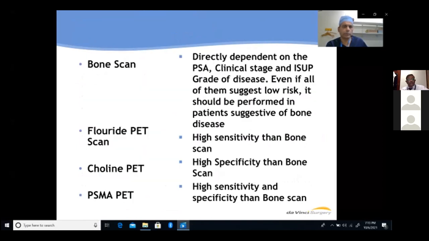And the other diagnosis, briefly, we do bone scans and then PET scans, and with the PETs, choline PET or fluoride, but the PSMA PET is the gold standard, with higher sensitivity and specificity than the bone scan.